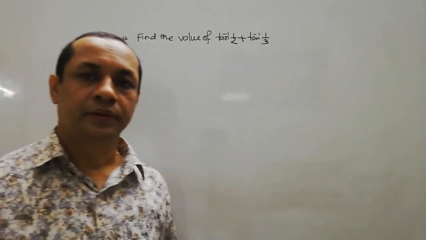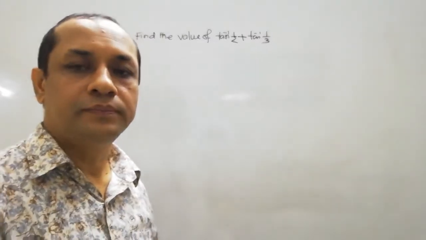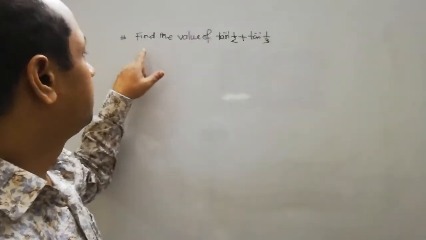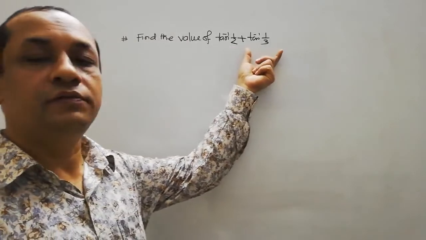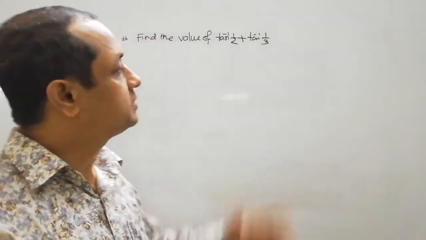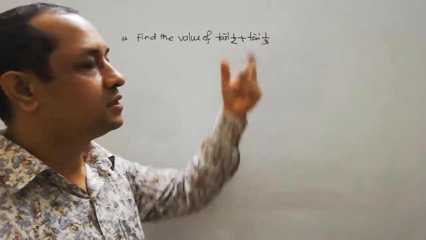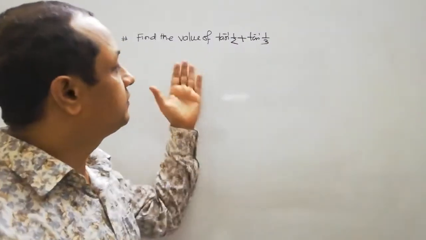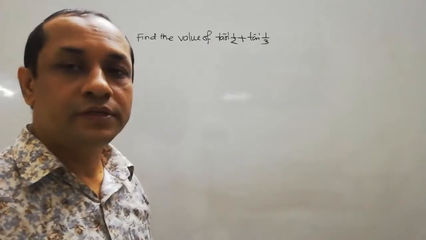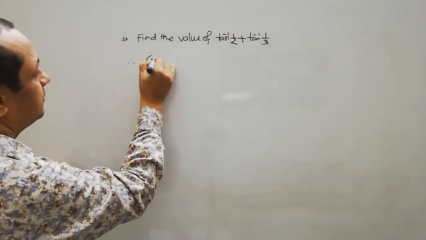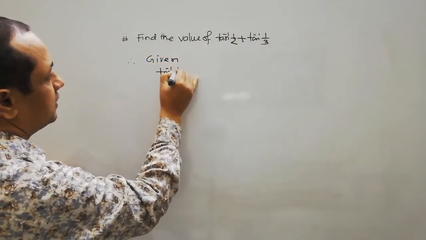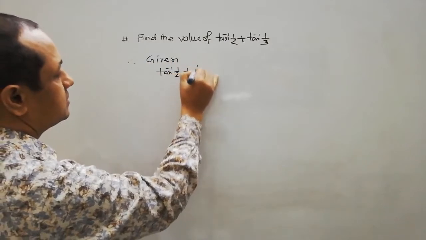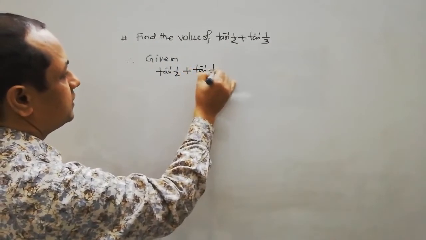Student, here is a problem. Find the value of tan inverse 1 by 2 plus tan inverse 1 by 3. Now, given tan inverse half plus tan inverse 1 by 3.